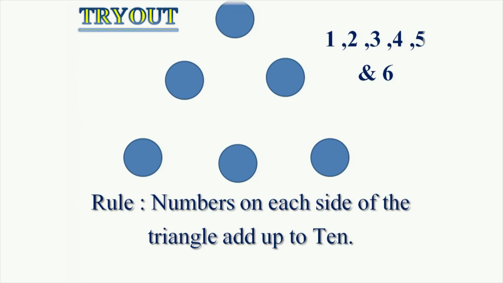So in this, what you have to do? You have to draw another triangle, and in this triangle you have to put again the digits from 1 to 6, that is 1, 2, 3, 4, 5 and 6. But the rule is a little bit different. Here you have to put the numbers on each side of the triangle. But what should the sum be? It should be 10, not 9.